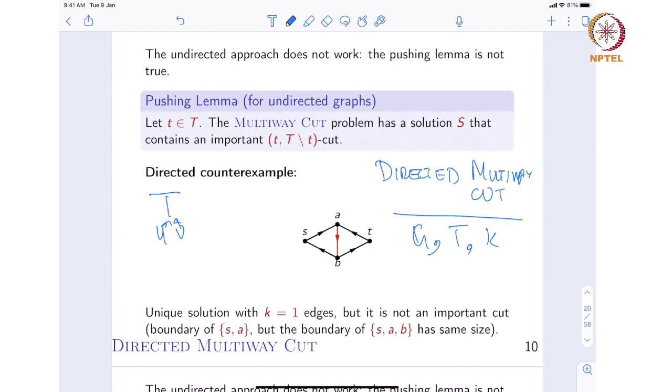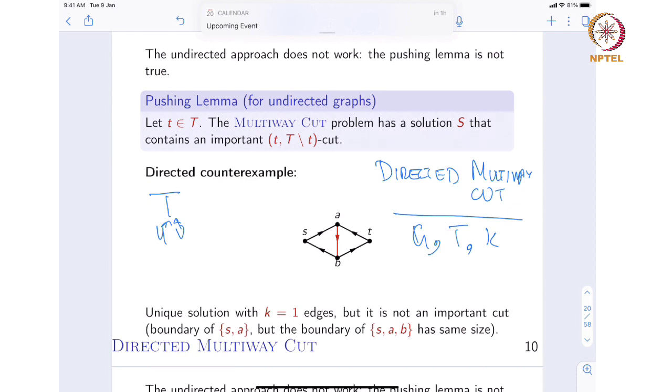So now I'm going to show you the main crux of why the undirected multi-way cut algorithm worked: any cut must disconnect t from T minus t by some minimal edge cut, but we can replace that minimal edge cut from t to T minus t by an important t to T minus t cut. But we will show in a minute that such an object is not possible for directed multi-way cut, and hence we cannot apply just an important cut algorithm and hope that it will work out perfectly fine.